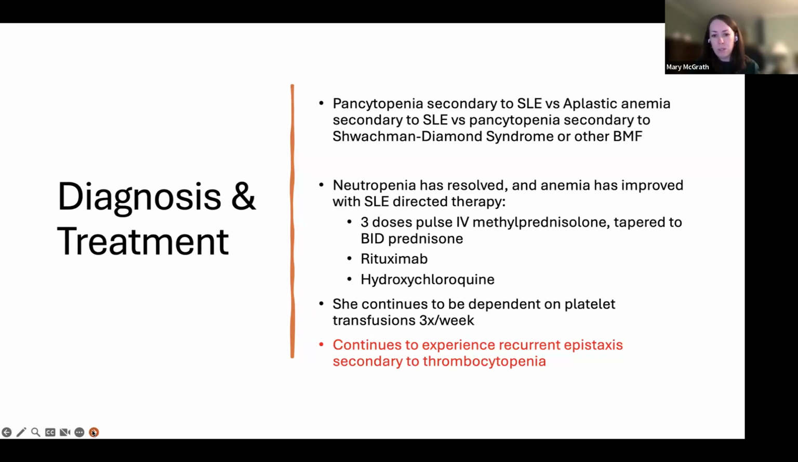And also of note, she's continuing to experience recurrent epistaxis, presumably secondary to her ongoing thrombocytopenia, although it is slightly improved, and less severe and less frequent compared to when she initially presented in October.